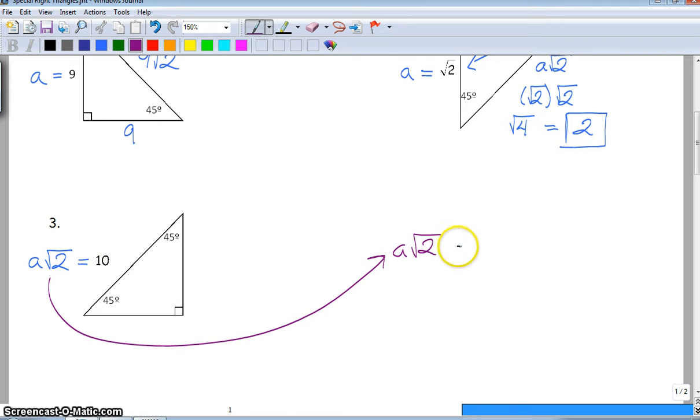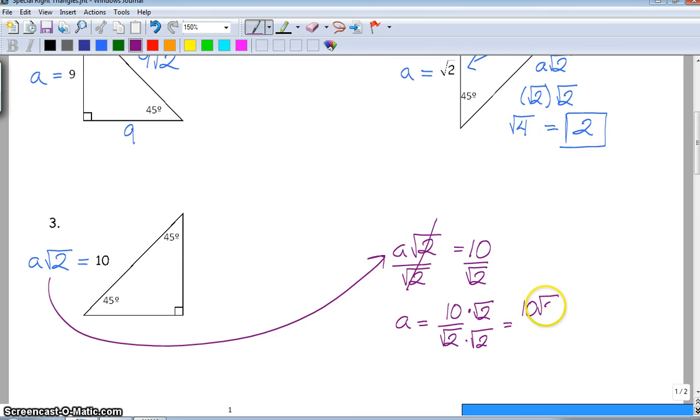A times the square root of 2 equals 10. To get A by itself, I'm going to divide both sides by the square root of 2. So I'm left with A on this side equals 10 over the square root of 2. We cannot have square roots or radicals in the denominator, so we need to rationalize the denominator. So we're going to multiply numerator and denominator by the radical that's in the denominator, in this case the square root of 2. 10 times the square root of 2 is just 10 root 2.